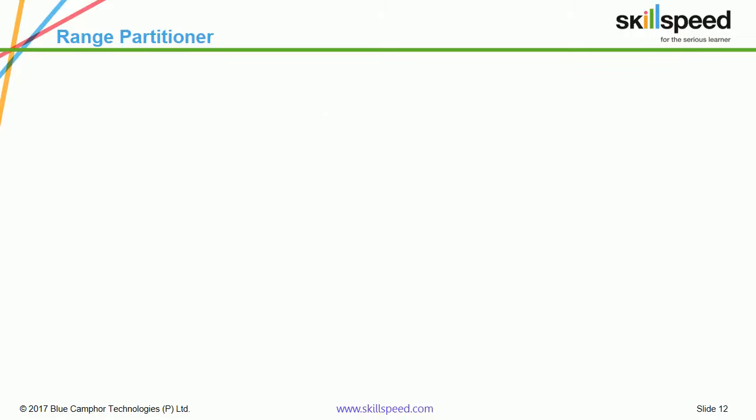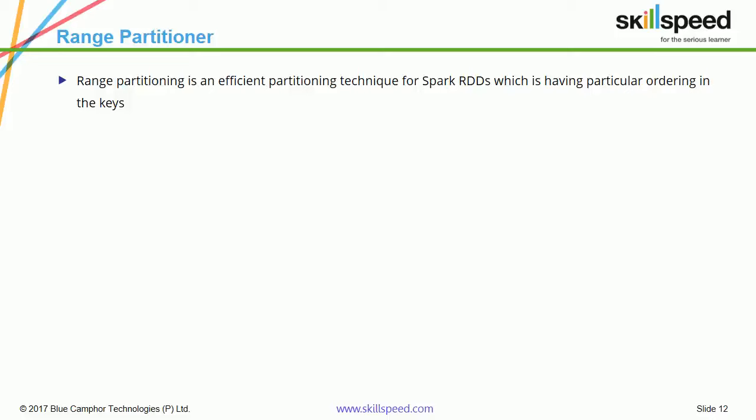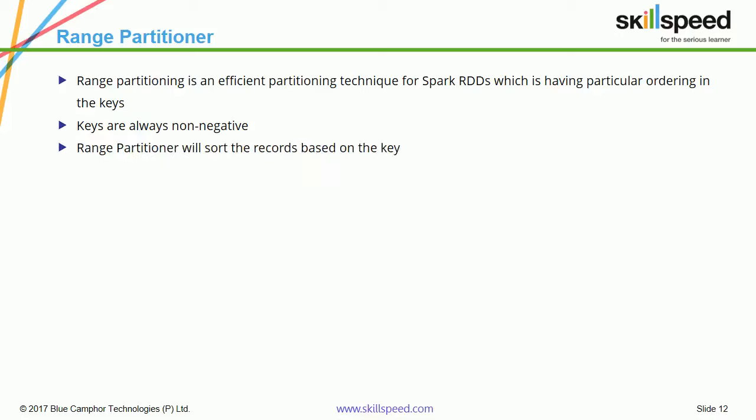Next type of partitioner is called a range partitioner. Now this is a very efficient technique which has a particular ordering in the keys. So if you're having key value pairs and then if you can find out an order in the keys, you can use the range partitioner. Now we know that the keys are always non-negative and the range partitioner will sort the records based on the key, and then it's going to divide the records into a number of partitions based on the given value.